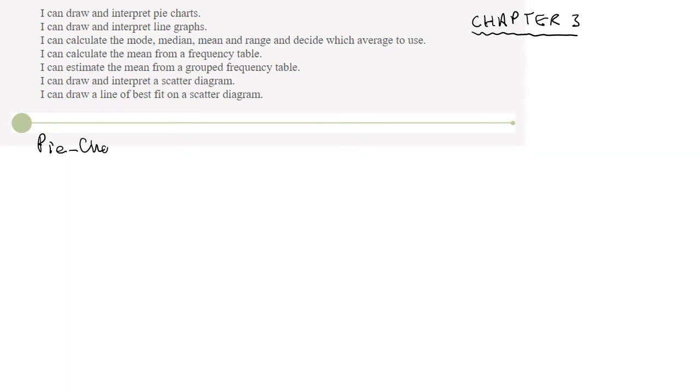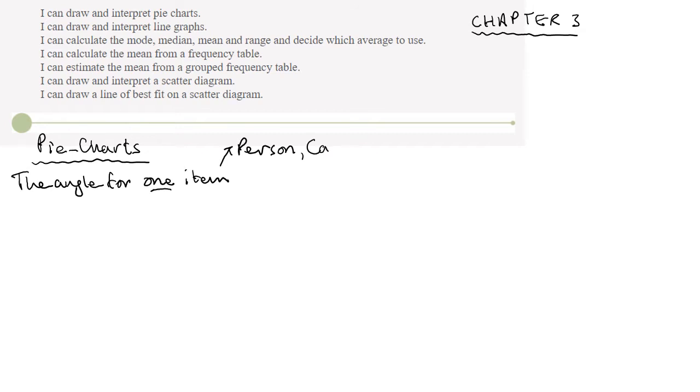Now, the key to drawing or interpreting a pie chart is that we need to find the angle for one item. Now that item might be a person, it might be a number of cars, but it will be in the question, the angle for one item. Now we get two types of questions.